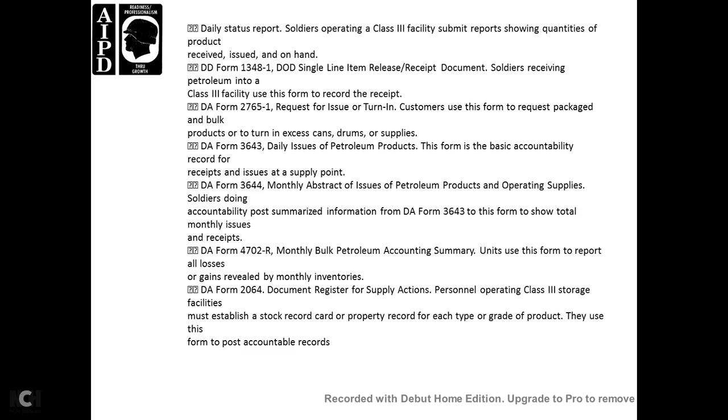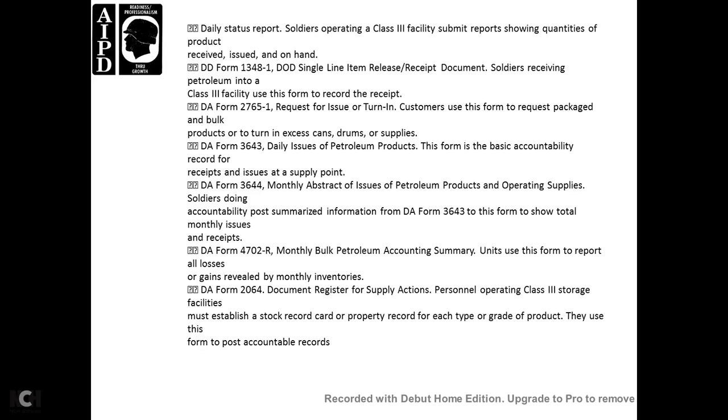Procedures for petroleum accounting records include daily work. Soldiers who operate the class 3 facility submit a report showing the quantity of product received, issued, and on hand, using DA Form 1348-1, the DOD single line item issue and receipt document. For the receipt of petroleum into the class 3 facility, the required receipt form is DA Form 2765-1, request for issue. The request form is required for bag packaging and bulk product, with excess cans or drums supplied.